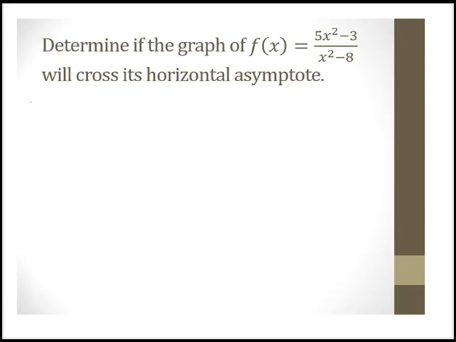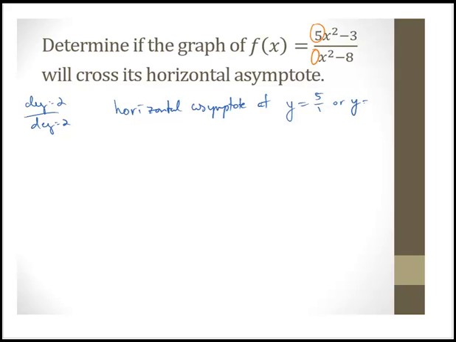So notice that we have a degree 2 over degree 2, so we will get a horizontal asymptote. We take the ratio of the lead coefficients, 5 and 1. So we would have a horizontal asymptote at y equals 5 over 1, or y equals 5. So we know we have a horizontal asymptote.